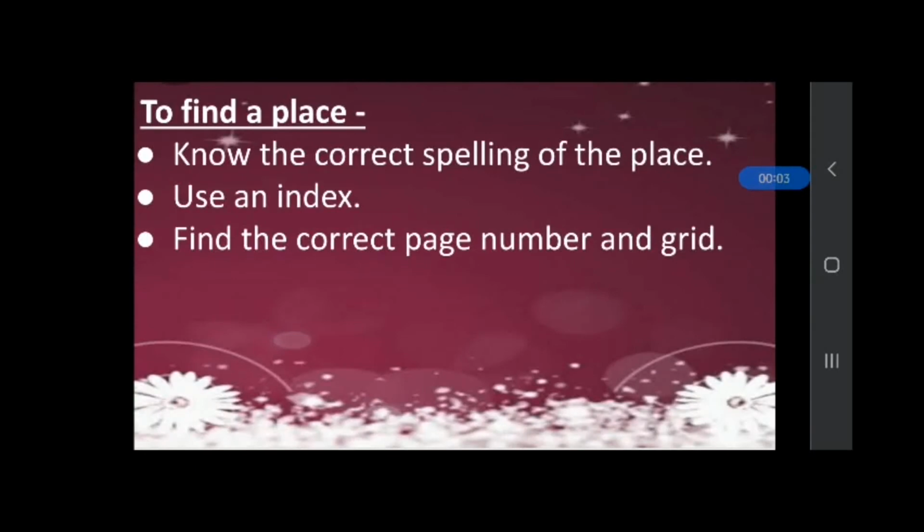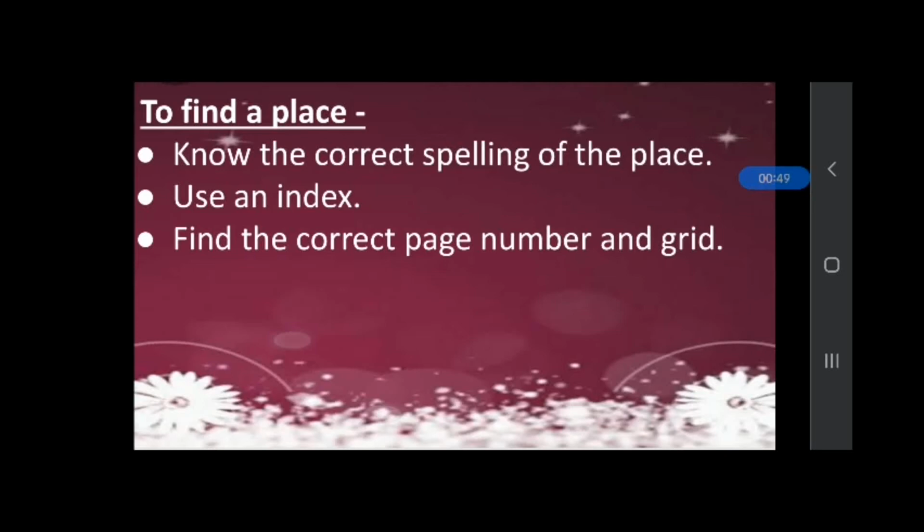What are the steps to find a place on a map? To find a place, we must know the correct spelling of that place, for example, Madhya Pradesh, Uttar Pradesh, or anything. So we should first know the correct spelling. And every map has a page number, like the political map of India, the physical map of India, the physical map of South Africa. All the maps will have a different page number, and there are grids on every map. You can check your atlas, there will be grids on every map.